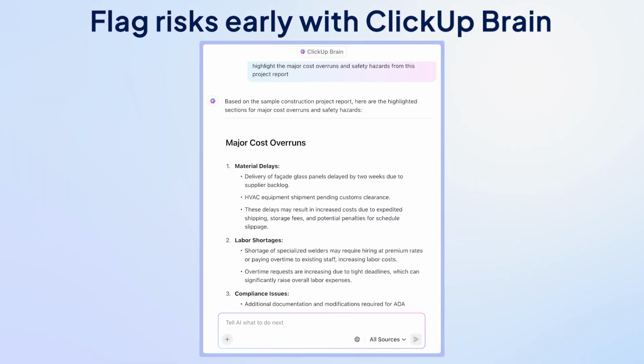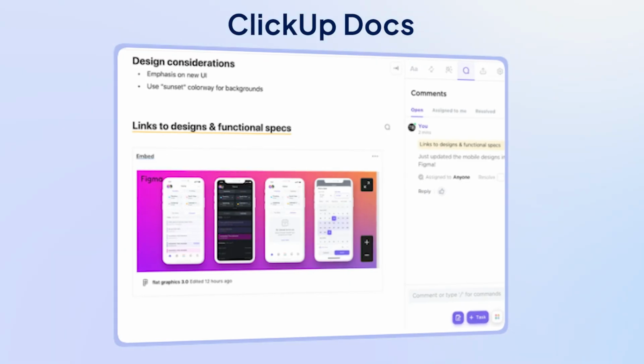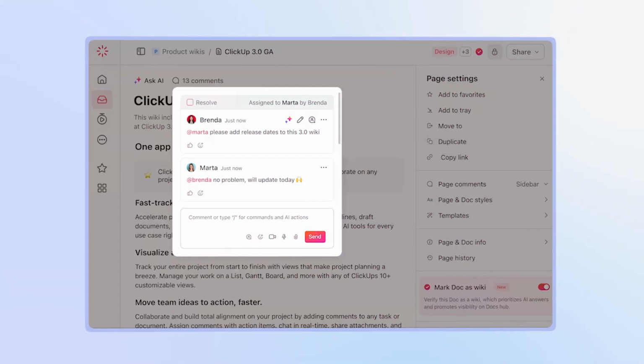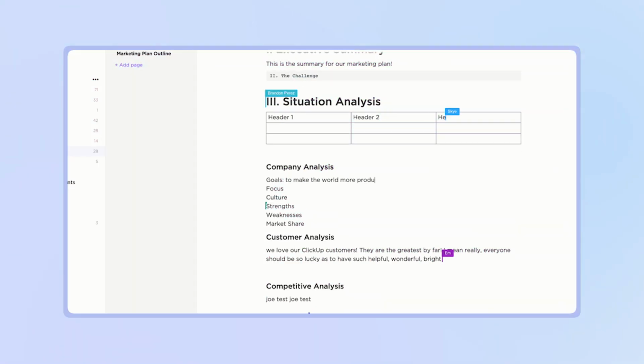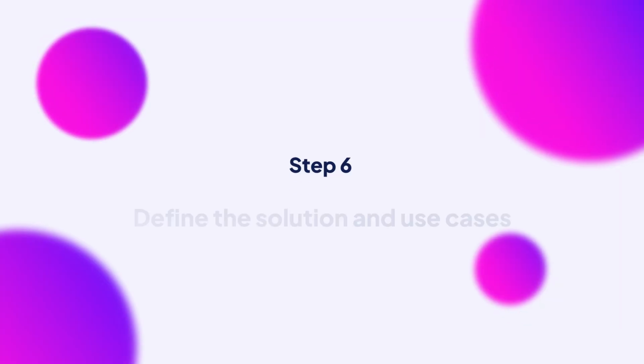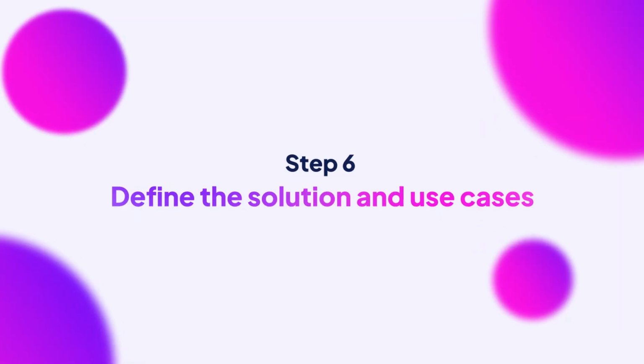Then flag potential risks that could throw the project off track. This is where ClickUp Docs really help. You can jot down assumptions, collect team feedback through comments, and collaborate in real time. Now, risks are flagged and the path is clearer.